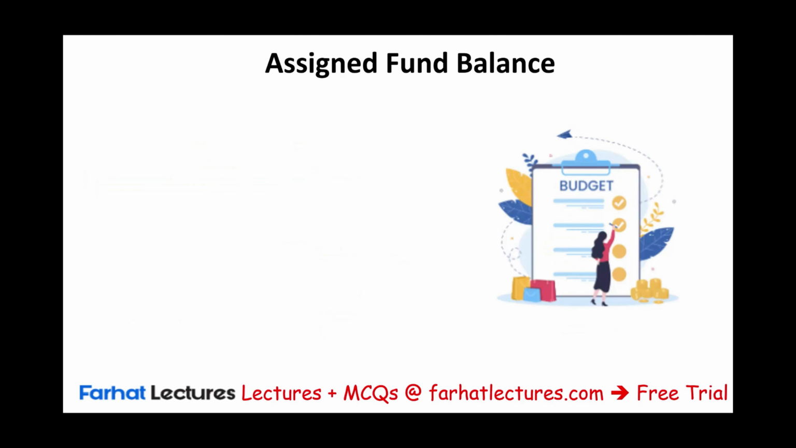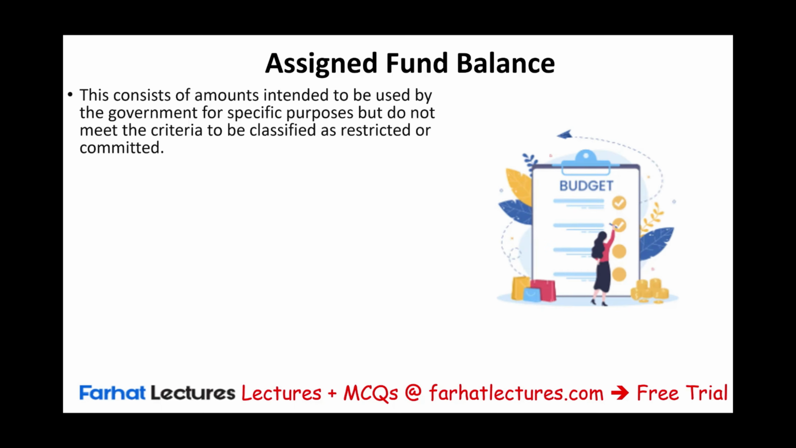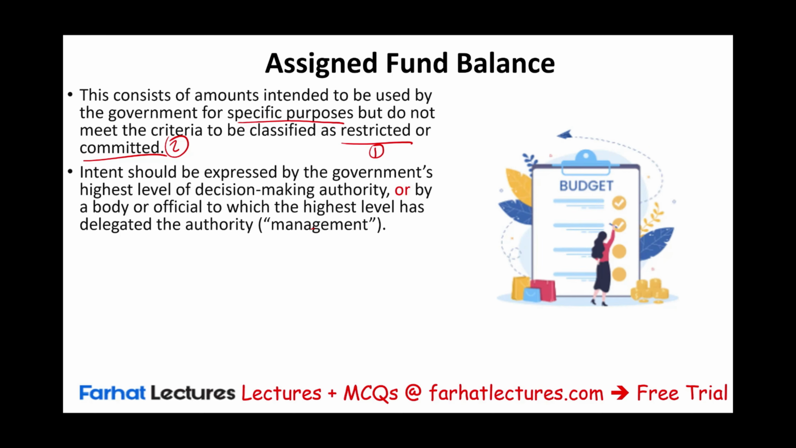Assigned fund balance. What's assigned fund balance? It's less restricted than restricted, less restricted than committed. This consists of amounts intended to be used by the government for a specific purpose but do not meet the classification of restricted or committed. Well, remember, restricted is the most restricted. Committed is the second one. If it's not restricted, it's not committed, but we use it for a specific purpose, it's called assigned. It's intended to be spent by the government's highest level of decision-making authority or by a body or official to which the highest level has delegated the authority.